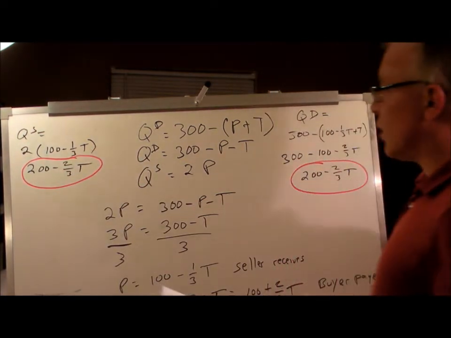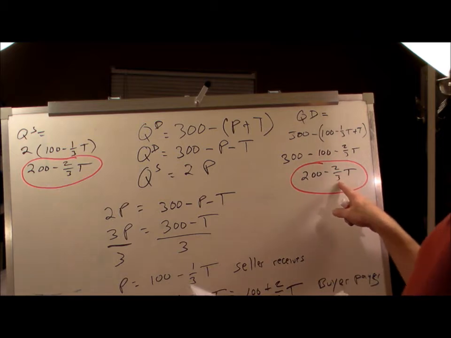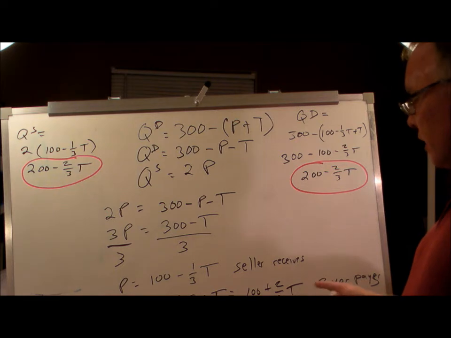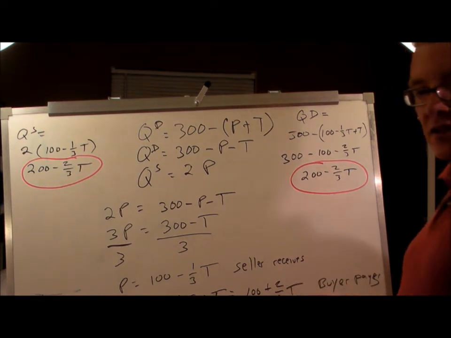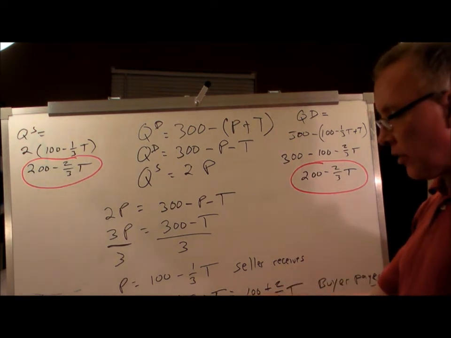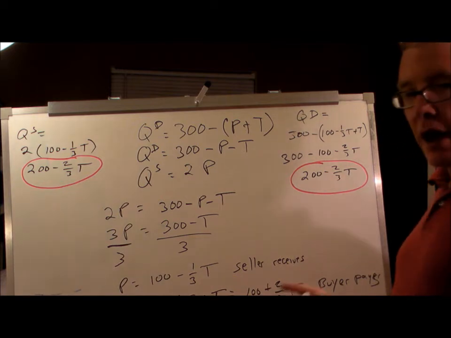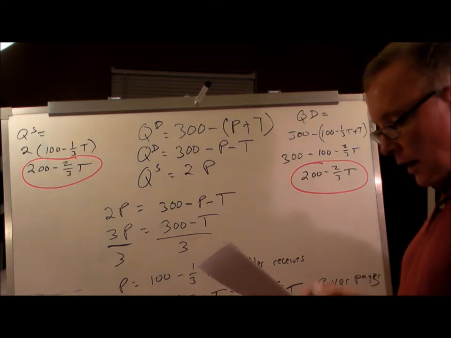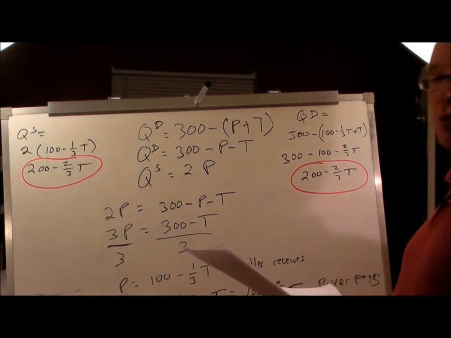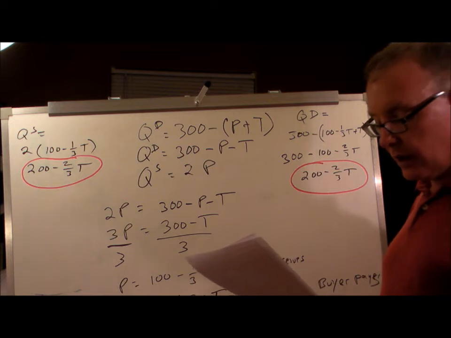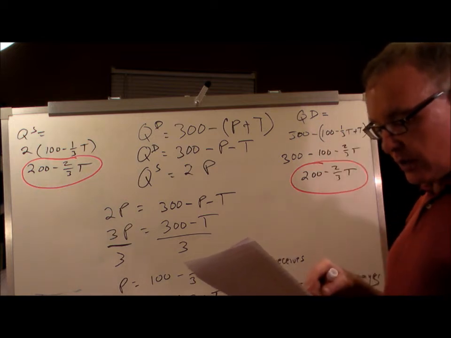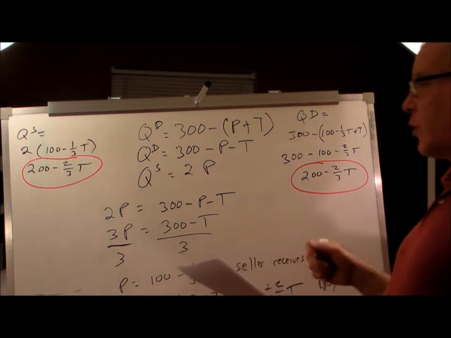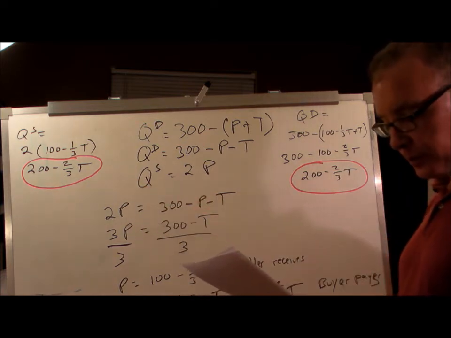So as we can see, the quantity before was 200, it has now been reduced by 2/3 T, so the quantity has been reduced. The price that the seller receives has gone down by 1/3 T, and the amount that the buyer has to pay has gone up by 2/3 T. So that answers part B. What happens to the price received by sellers? It goes down. The price paid by buyers goes up, and the quantity sold is reduced.